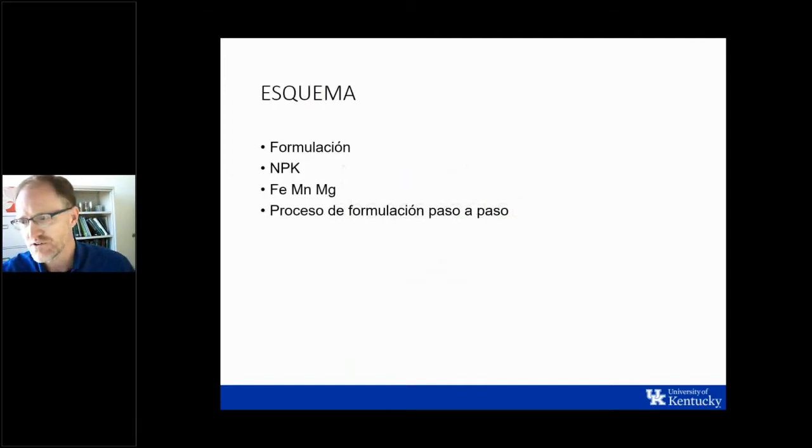The outline is that we're going to talk about formulations. What is a formulation? We're going to talk specifically about 6 elements: nitrogen, phosphorus, and potassium, and then iron, manganese, and magnesium. And at the end of the presentation, we're going to have one slide that has a step-by-step formulation process that I think most people may be able to follow. And if you know a lot about it, you can follow it and get a good blend.